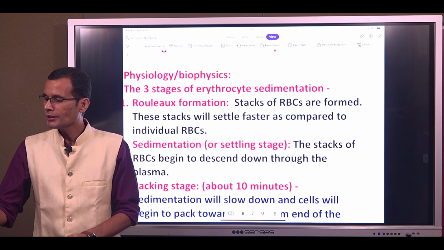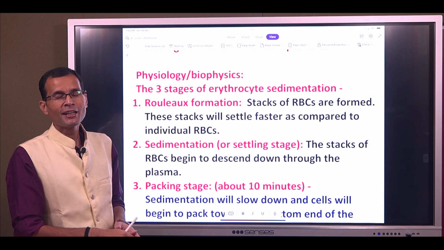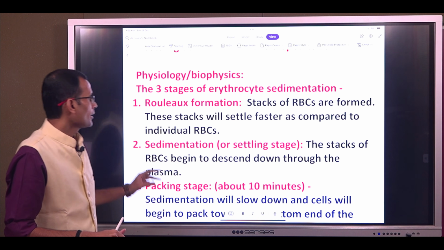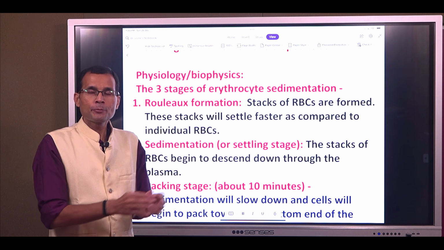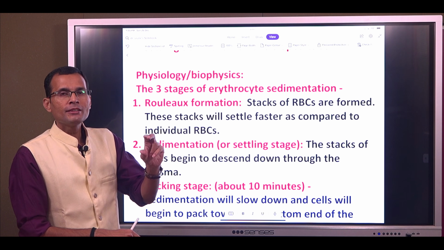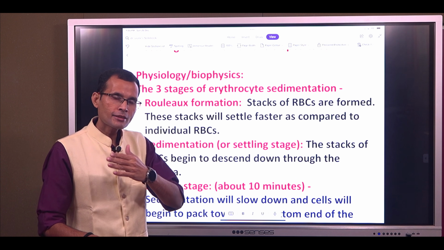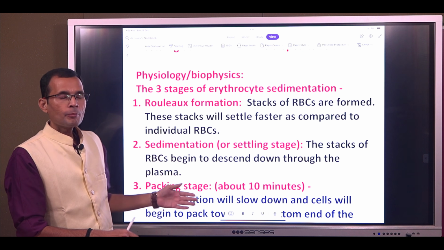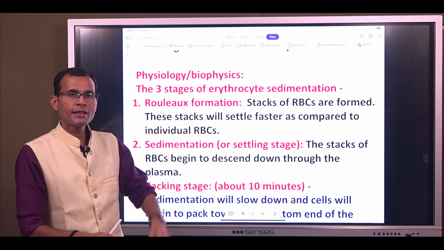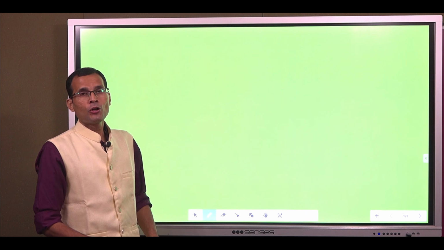The first stage is rouleau formation. Well, again, this word is pronounced very differently in different parts of the world. I guess rouleau is the correct pronunciation. Stacks of RBCs are formed. Normally the RBCs flow in the circulation as single cells. But when they are made to stand in a vertical tube, they will first form stacks. Stacks of RBCs will be formed, and that's called rouleau formation.